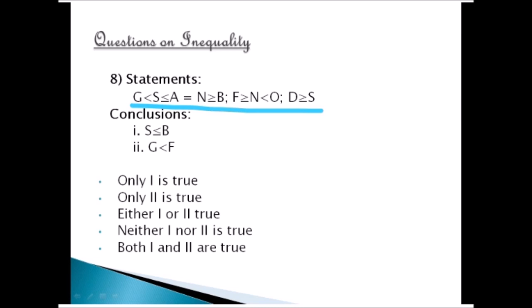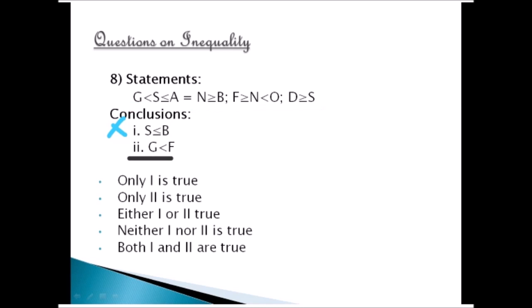My starting point is B, and there is only one B, but here I can see that I cannot move from B to anywhere. So there is only incoming from N to B, but there is no outgoing from B to anywhere. So I can say that conclusion number 1 is false.